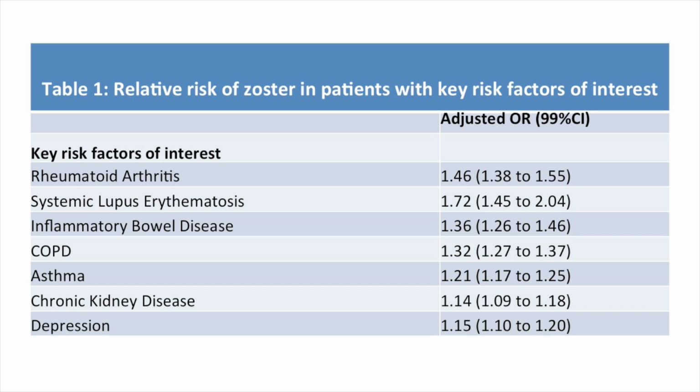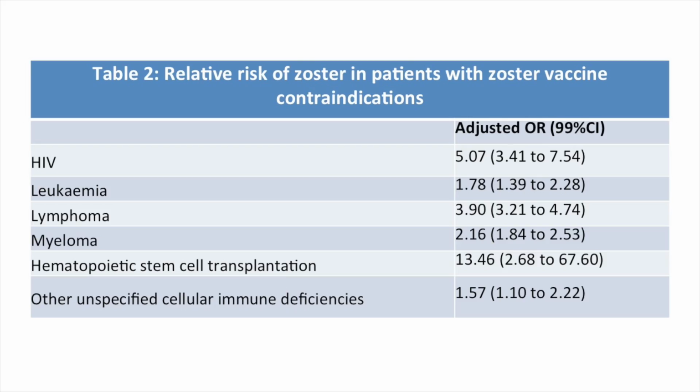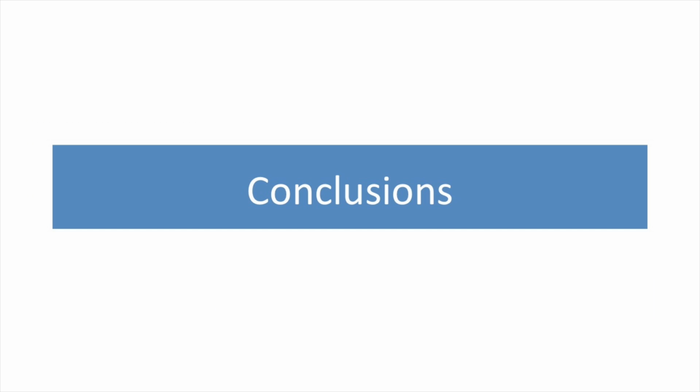We also found evidence that type 1, but not type 2 diabetes was associated with an increased risk of zoster. Our models also included conditions which are currently vaccine contraindications, including HIV, leukemia, and lymphoma, and these were by far the strongest risk factors for zoster. As you can see from Table 2, HIV was associated with a 5-fold increased risk of zoster.